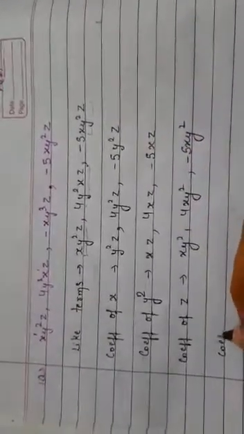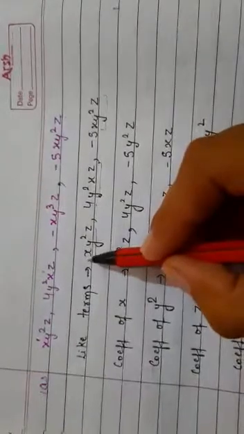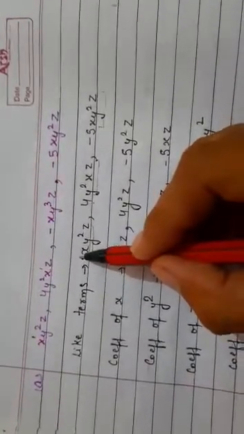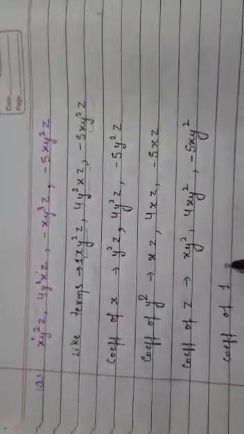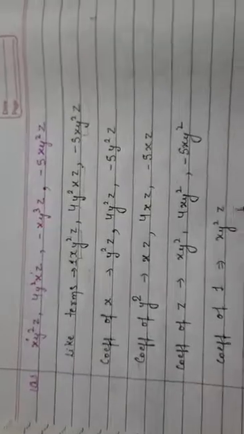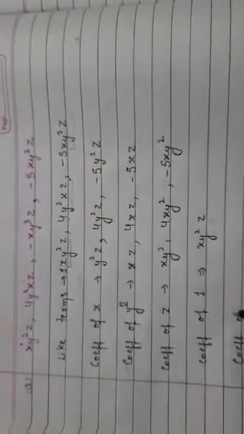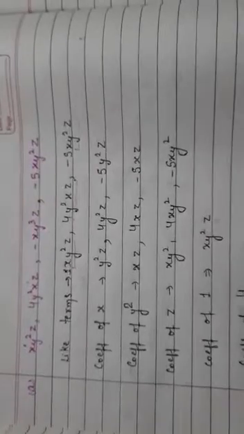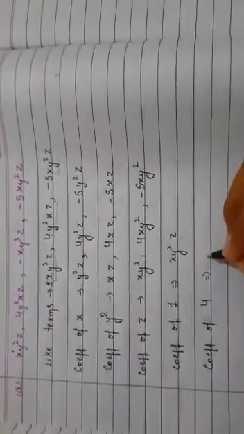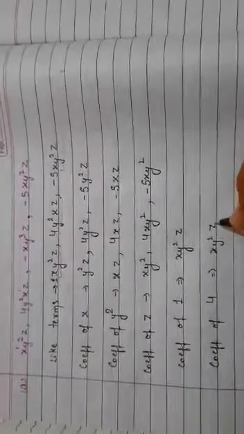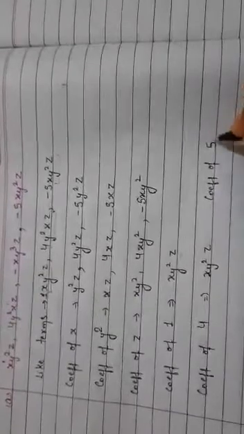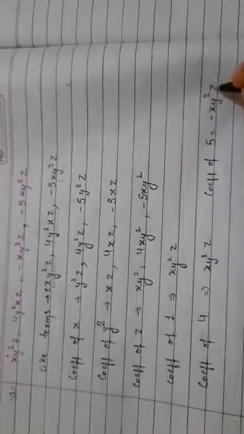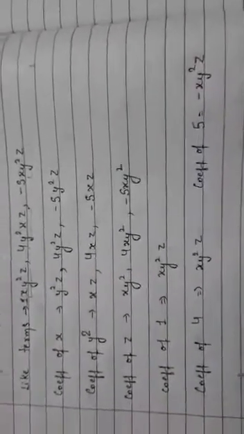Next we will write for a single term. Coefficient of this: nothing is there, no constant, it means 1 is there, so the coefficient is 1, that is xy square z. Next, coefficient of 4, xy square z. Next, coefficient of minus 5, minus xy square z. So in this way you have to solve all the other parts also, B, C and D.